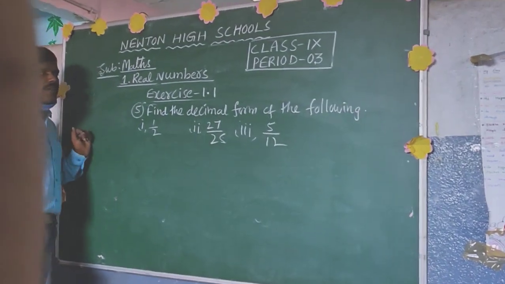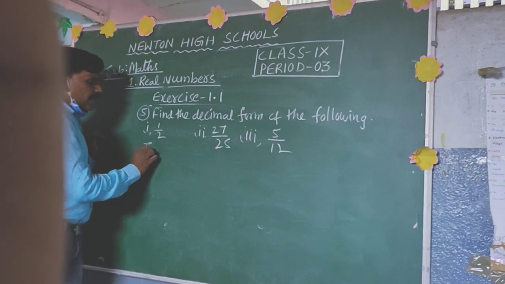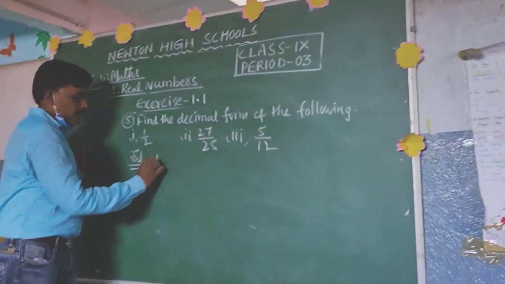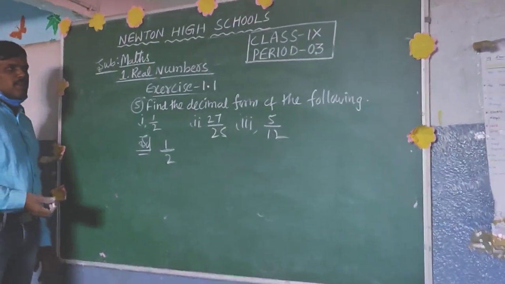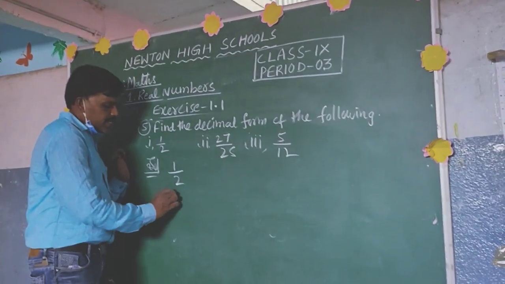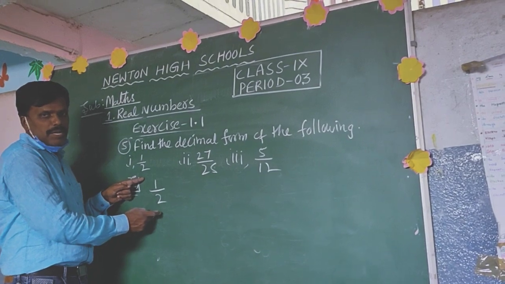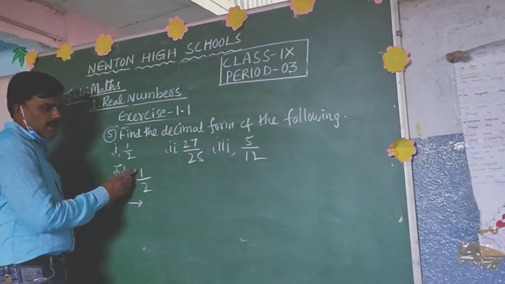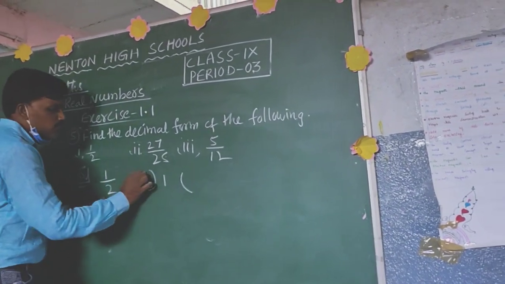These rational numbers we have to express in decimal form. So how to find the decimal form of the given rational number? First case, 1 by 2 is a rational number. The first step is that we have to divide the numerator by the denominator. What is the numerator? It is 1. What is the denominator? It is 2.